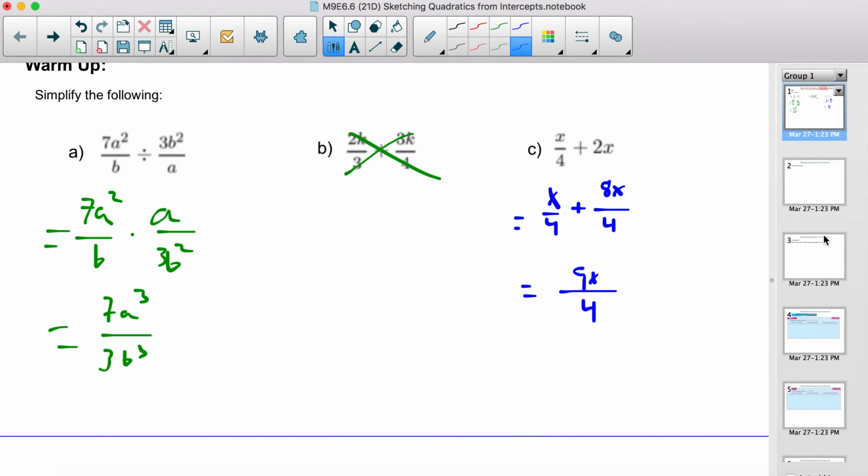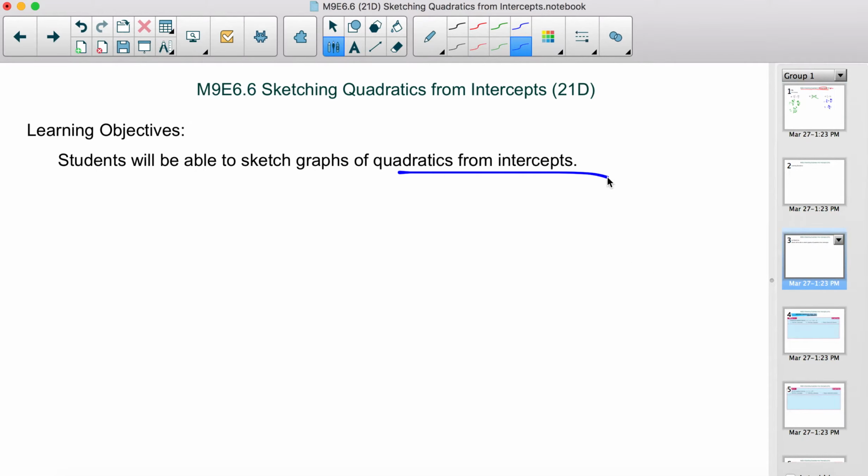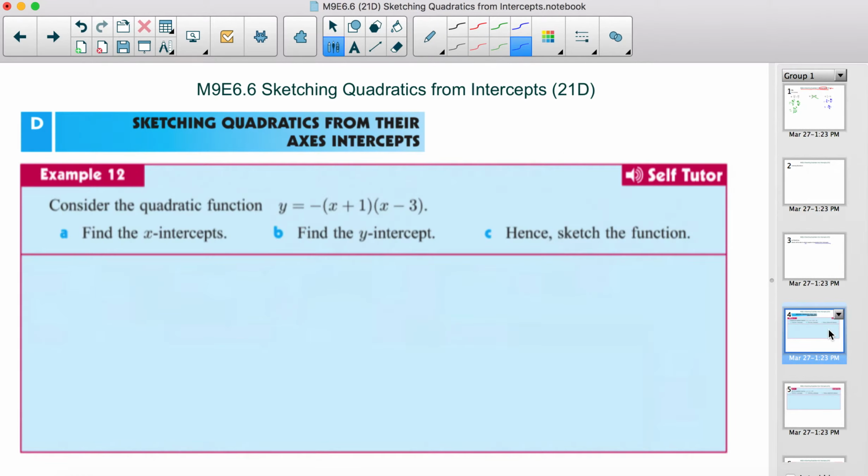Cool. Can't simplify. When you walk out of here, I want you to be able to sketch graphs using quadratic intercepts. And last time we saw that with this, you could find the x-intercepts from here by setting this equal to 0. We can multiply by -1. And so your x-intercepts should be -1 and 3.